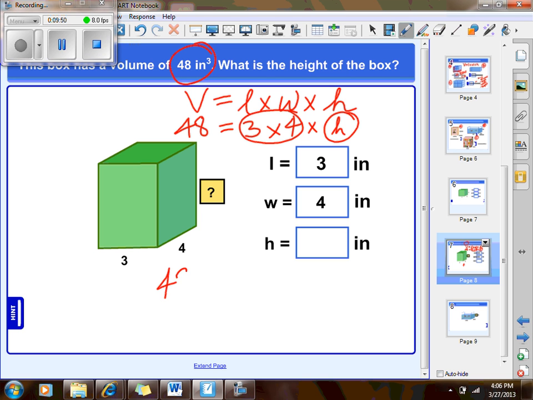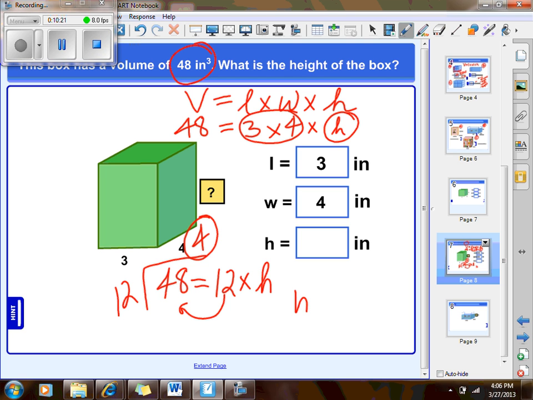So if I do that, I can have 48 equals 3 times 4, which is 12, times, we still don't know the height. The way we solve this is we have to divide 48 by 12. And a quick think will tell you that 12 goes into 48 4 times. So our height equals 4 inches.